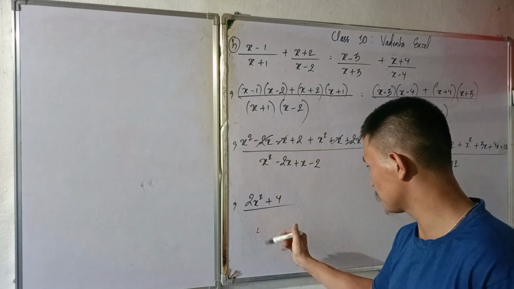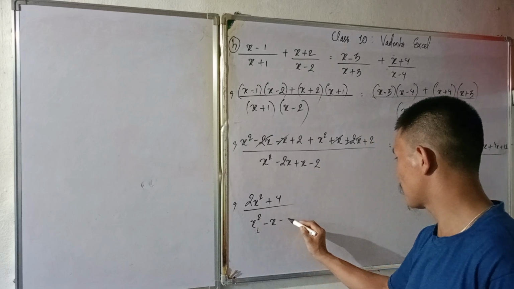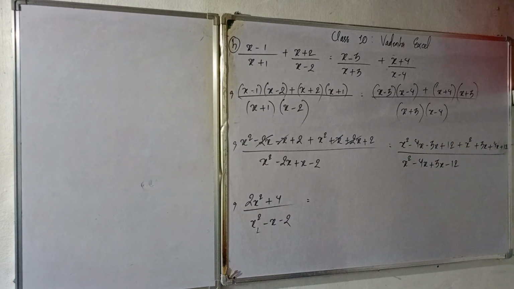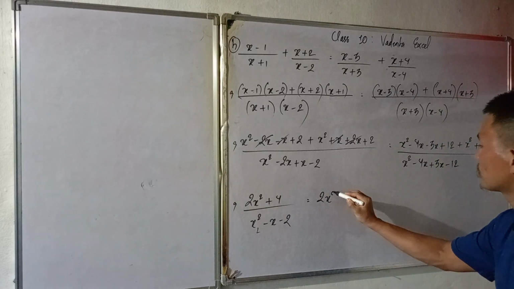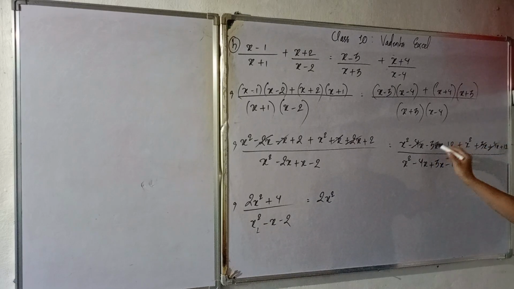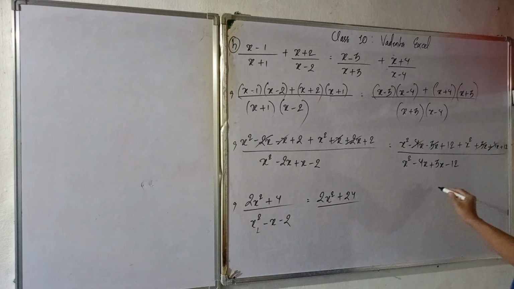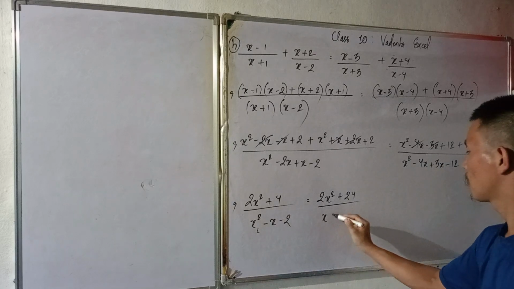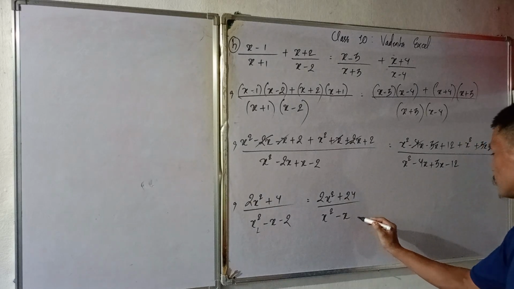Now you just operate this: x squared minus 2x plus x minus 2 is equal to, here in the same way, 2x squared plus x squared, 2x squared, minus 4x minus 7x. Here also you can cancel 3x minus 3x. Now 12 plus 12, 24, plus 24, divided by x squared minus x minus 2, x minus 2.